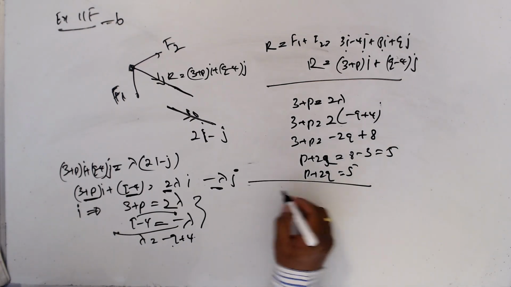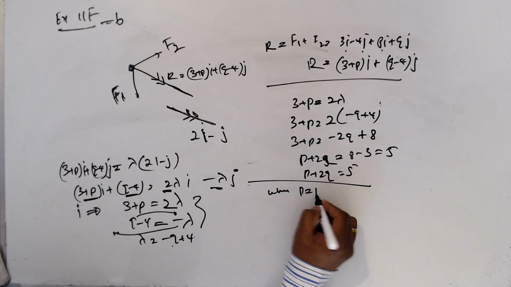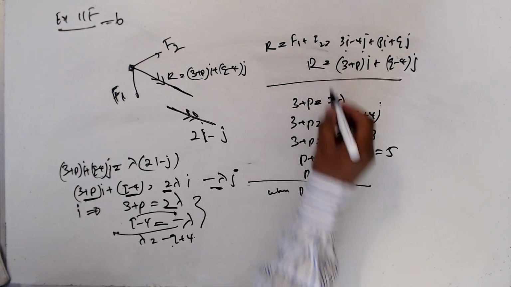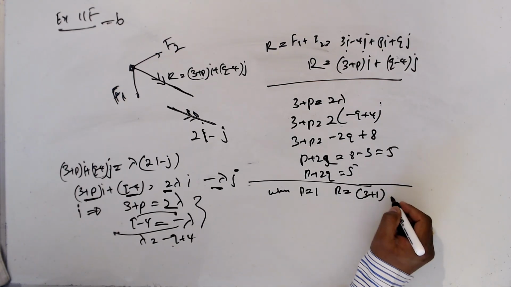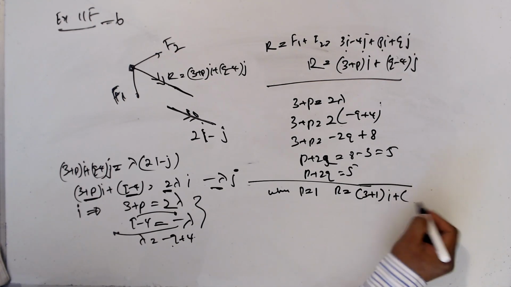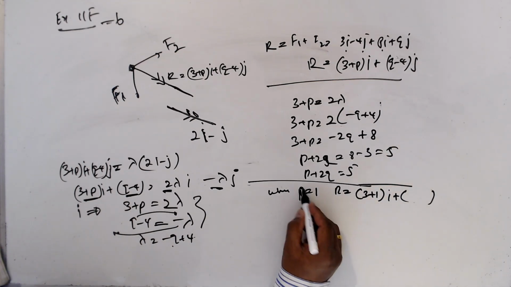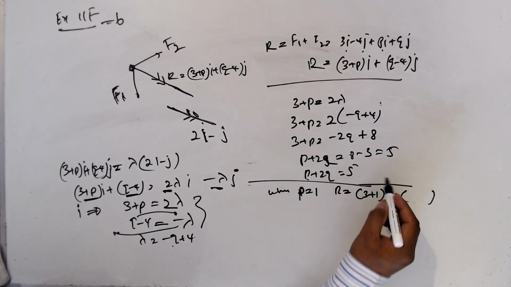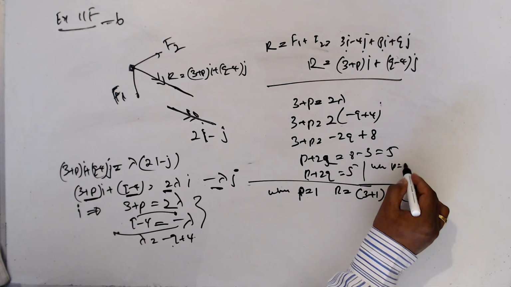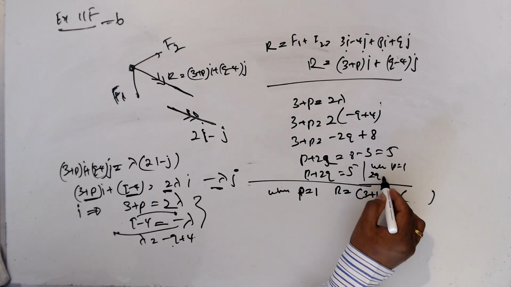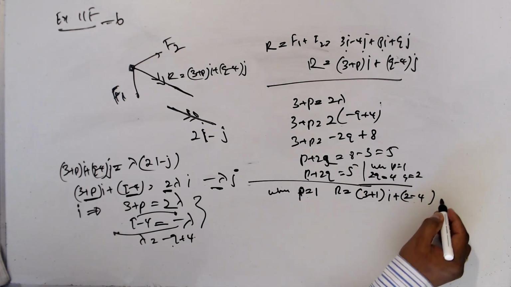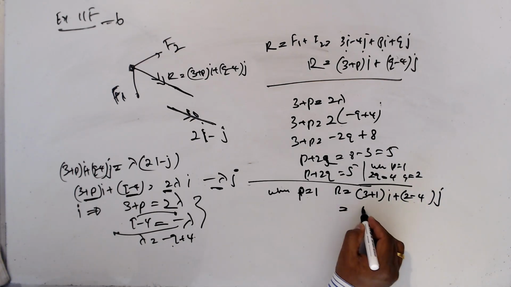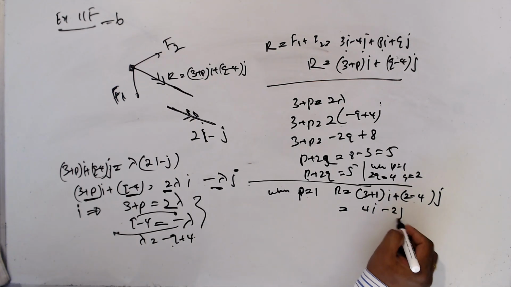Now we want to find Q when p equals 1. R is 3 plus 1 i plus, now what is q? Now I want to find q. When you put p equals 1 here, 2q equals 4, q equals 2. Now we know 2 minus 4 j. So R is 4i minus 2j.